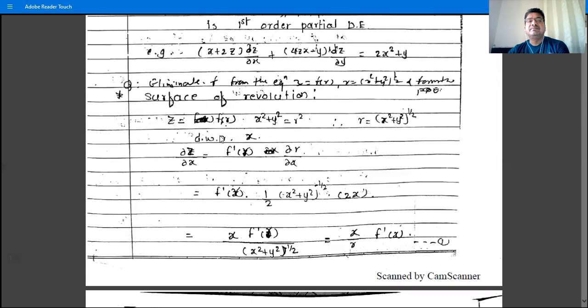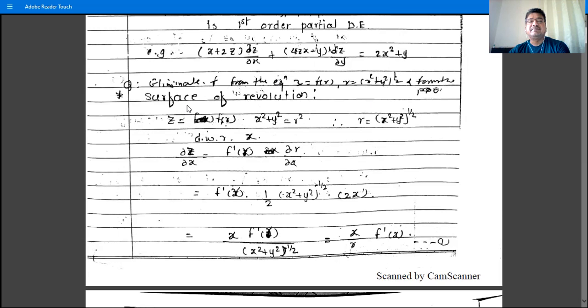So eliminate f from the equation z is equal to f(r), r is equal to (x² + y²) raised to half, or root x² + y². Raised to half means root x² + y² is the r. So we have to eliminate f from this partial differential equation, from this equation.